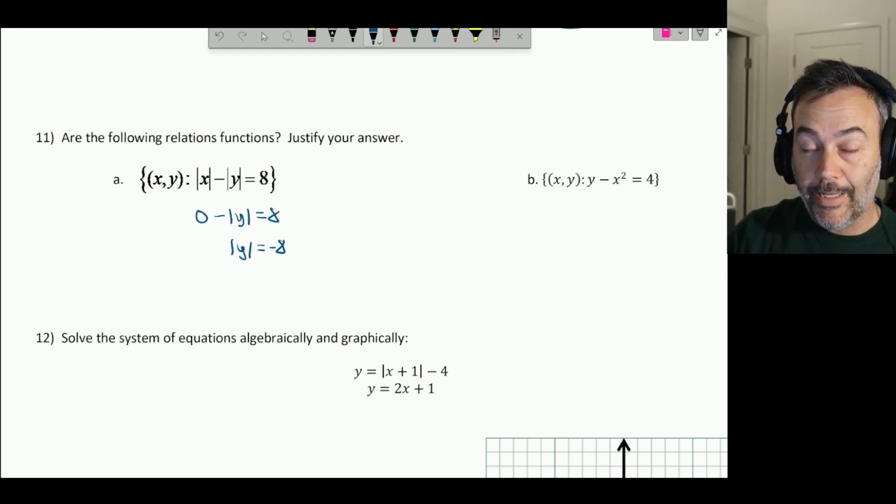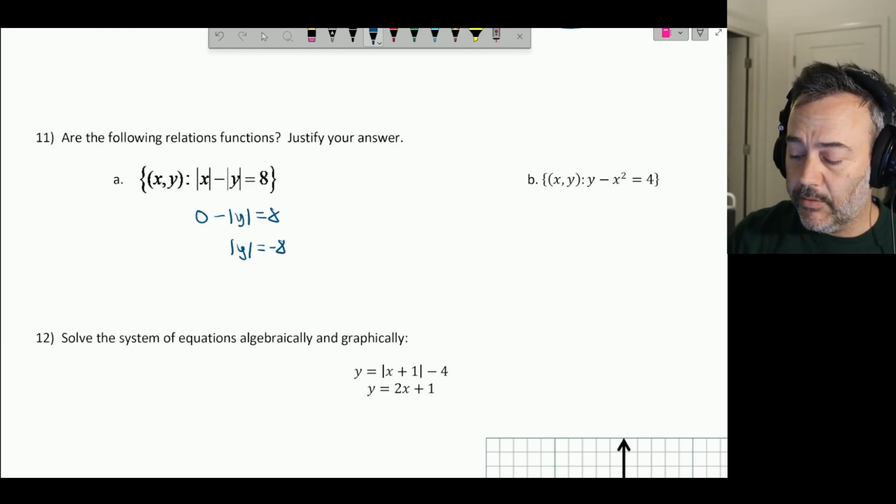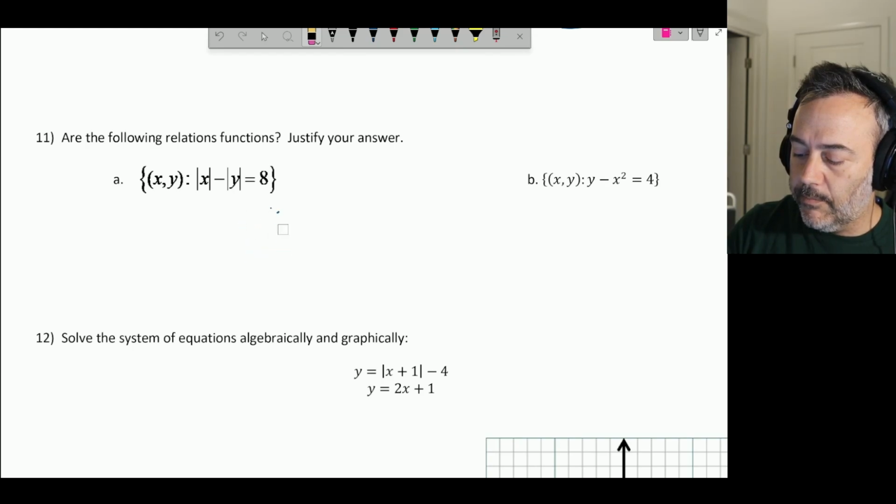That's not possible at all. The absolute value of y can never be negative. So x equals 0 gives me no y coordinate. So that's not helpful. I want to pick an x that gives me something bigger than 8 on this side.